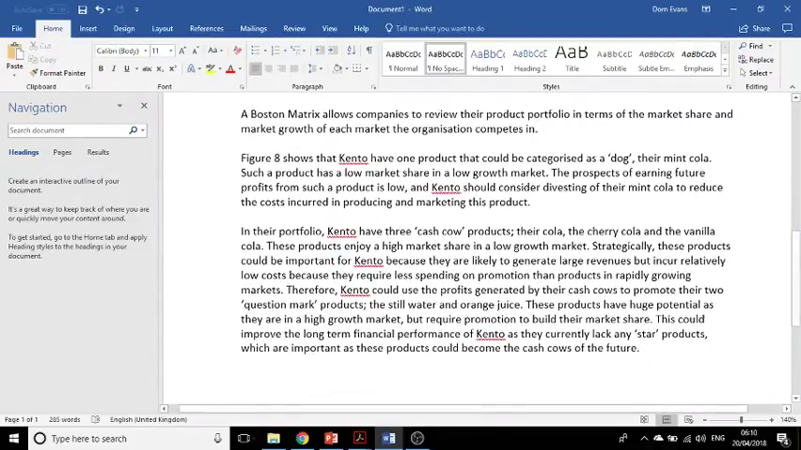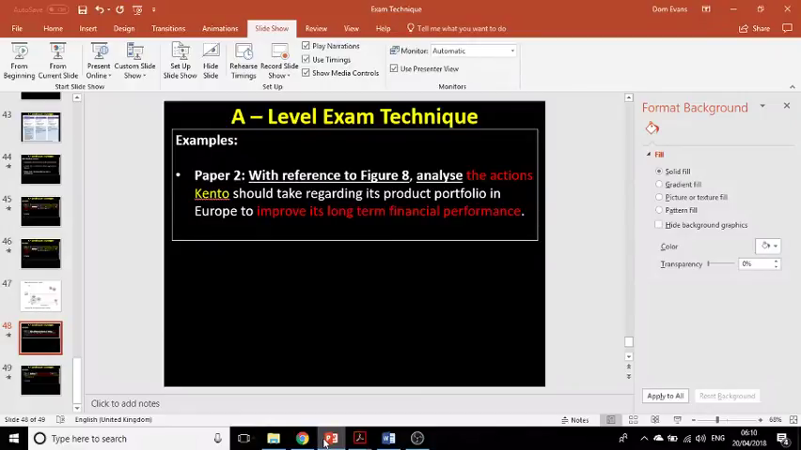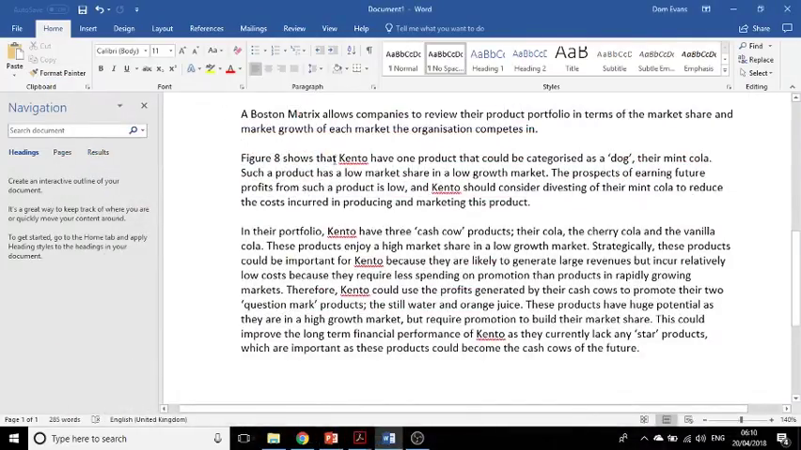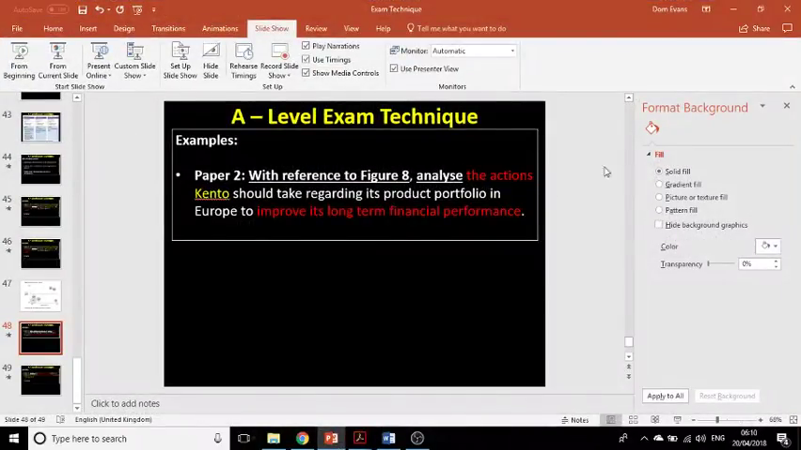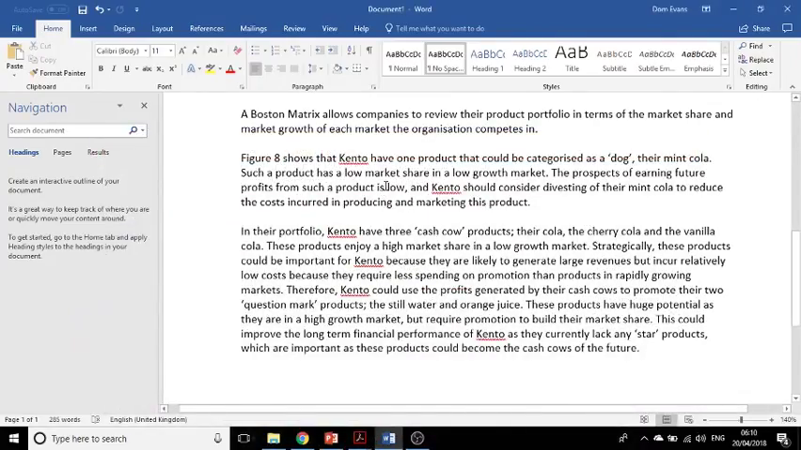Figure 8, so the question has told me to refer to figure 8, so I'm telling the examiner straight away that I'm referring to it. Shows that Kento could have one product that could be categorized as the dog, which is their mint cola. I've explained what a dog is. I've explained that the prospects of earning future profits, now that's important because we're talking about long-term financial performance, is low, and Kento should consider divesting of their mint cola. This is the action they should take to reduce the costs incurred in producing and marketing this product.